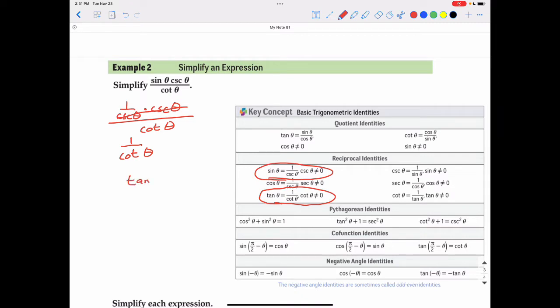So saying tangent theta is a whole lot easier than saying sine theta cosecant theta over cotangent theta, and they are equivalent to each other. So that's what it means to simplify an expression, is try to get one trig function that is equivalent to a bunch of trig functions that might be added, subtracted, multiplied, or divided together.